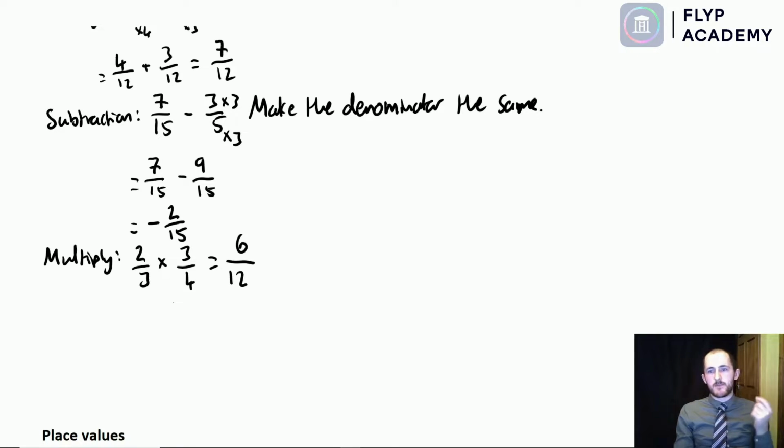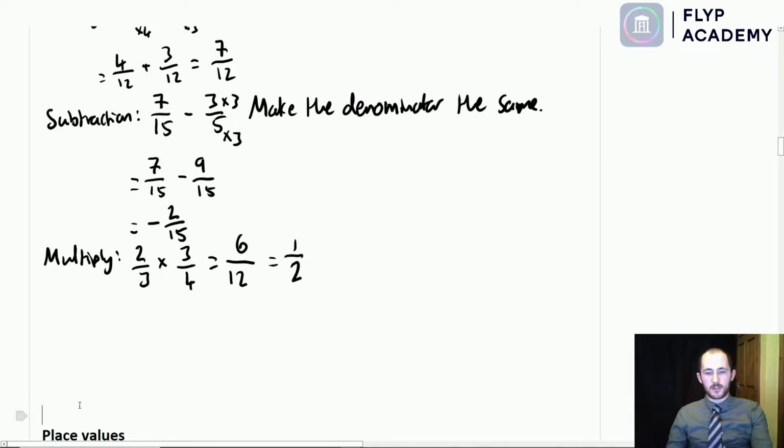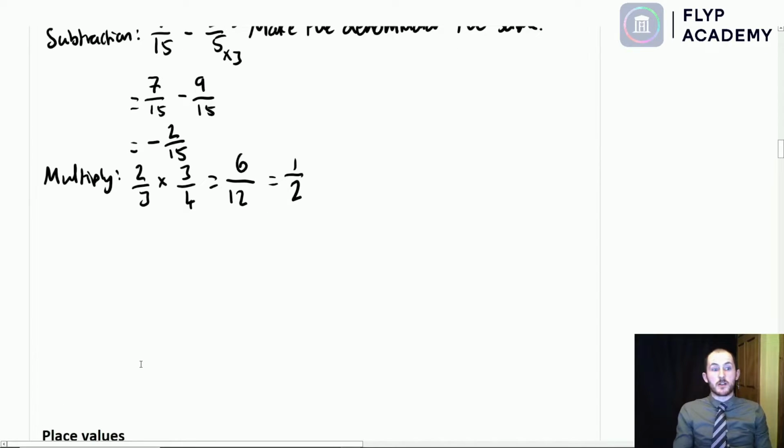And then don't forget to simplify your answer. So I can divide the top and bottom by 6 in order to get 1 over 2. Okay, so again, always remember with fractions you need to simplify your answers.